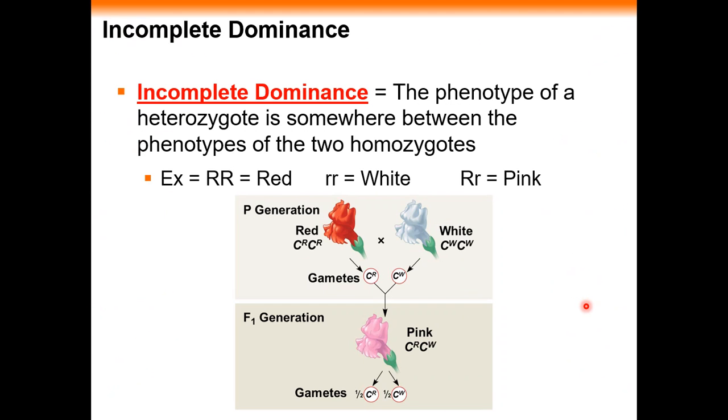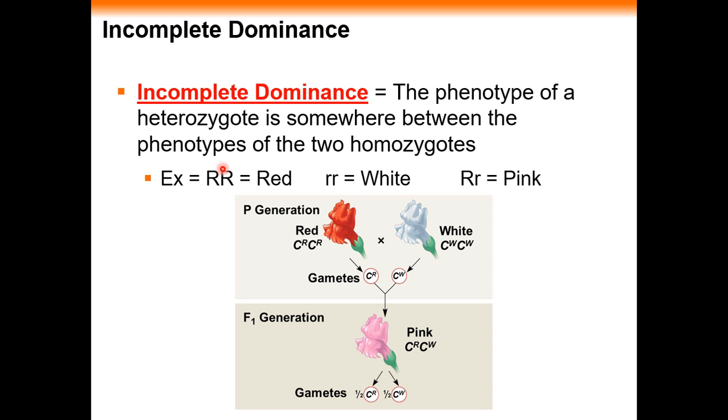but we do see some other things seen genetically. There might be something called incomplete dominance. There's really not a dominant or recessive. The phenotype of the heterozygous is somewhere between the phenotypes of the two homozygotes. So if you have red, red, you're red. If you have white, white, you're white. If you have red and white, you're somewhere between them. You're a blend, you're pink.